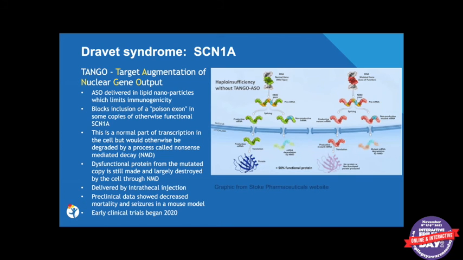This would need to be delivered through the spinal fluid. And in a mouse model, some preclinical studies have shown a decreased mortality for the mice and decreased seizures. And early clinical trials of this particular gene therapy began in 2020. And that is a graphic from the website of the pharmaceutical company sponsoring those clinical trials. Next slide.